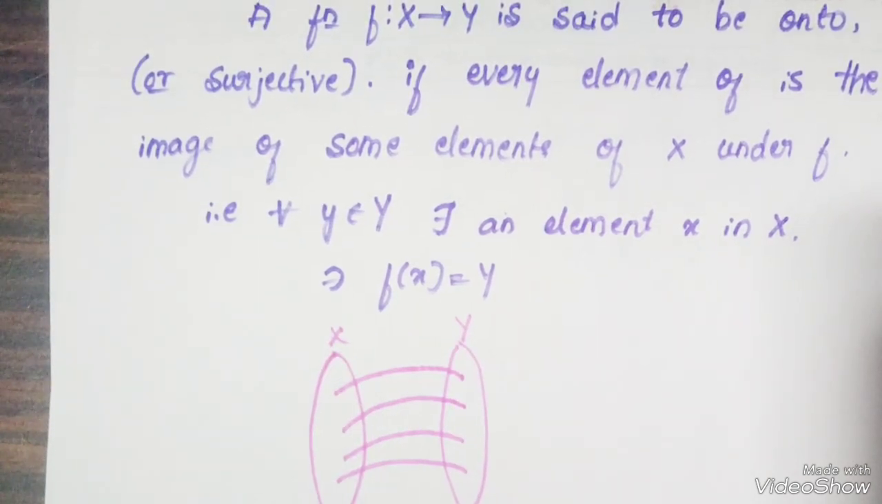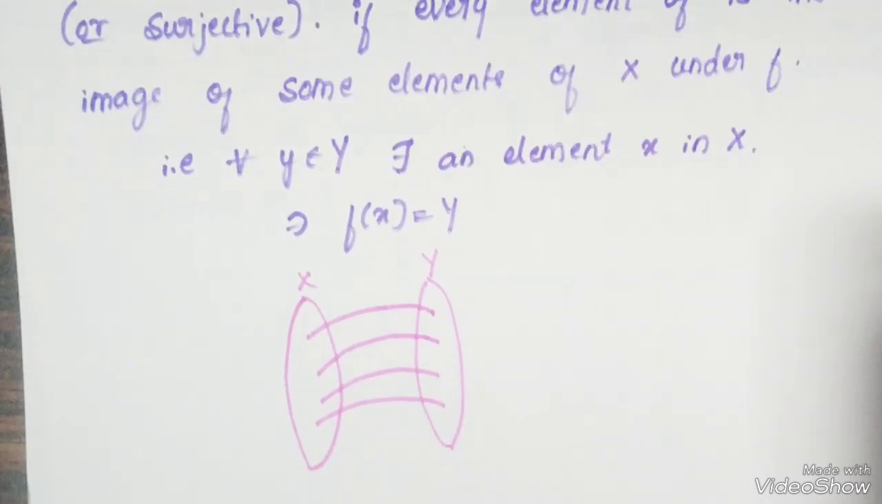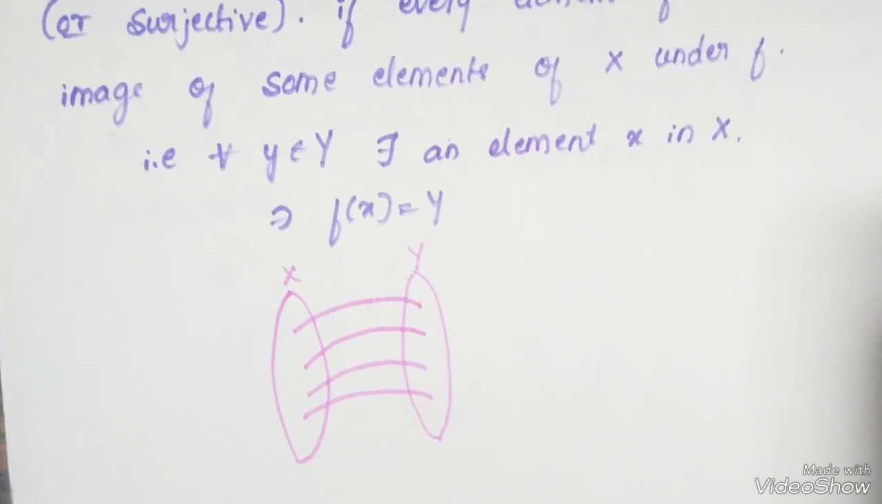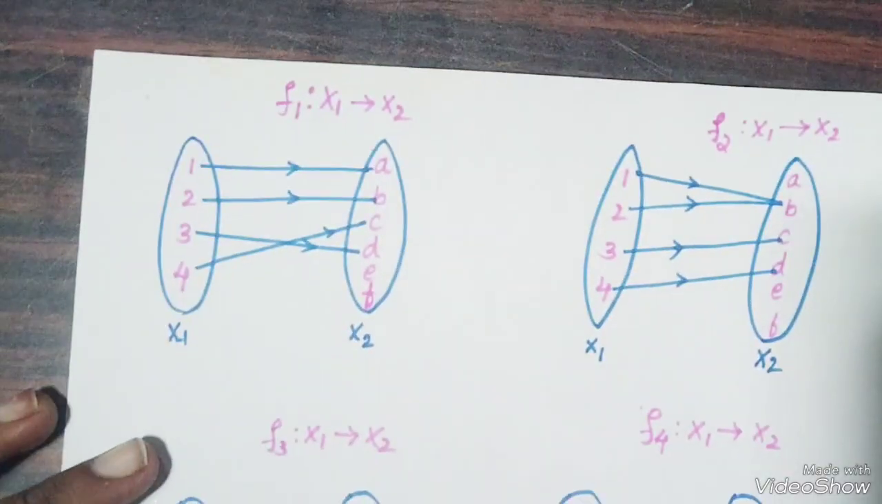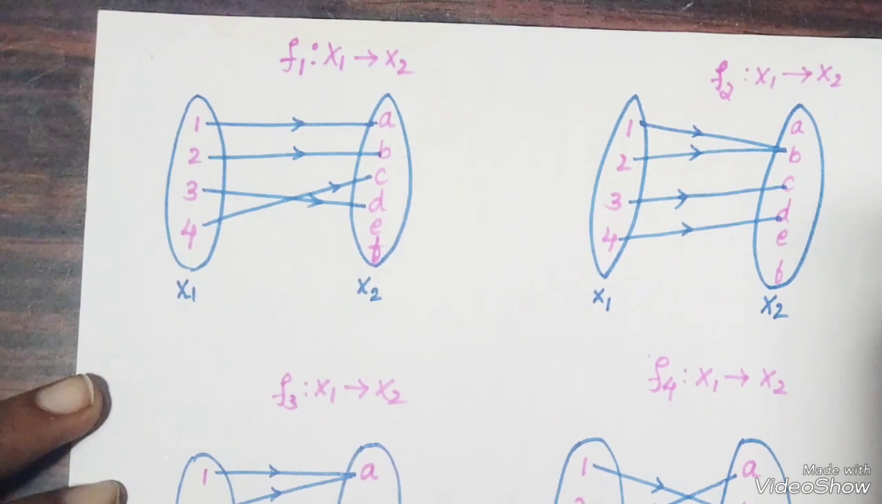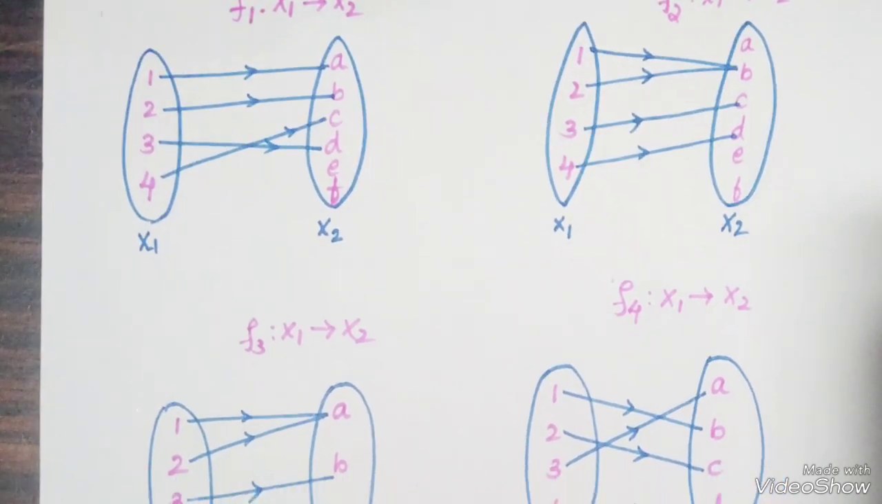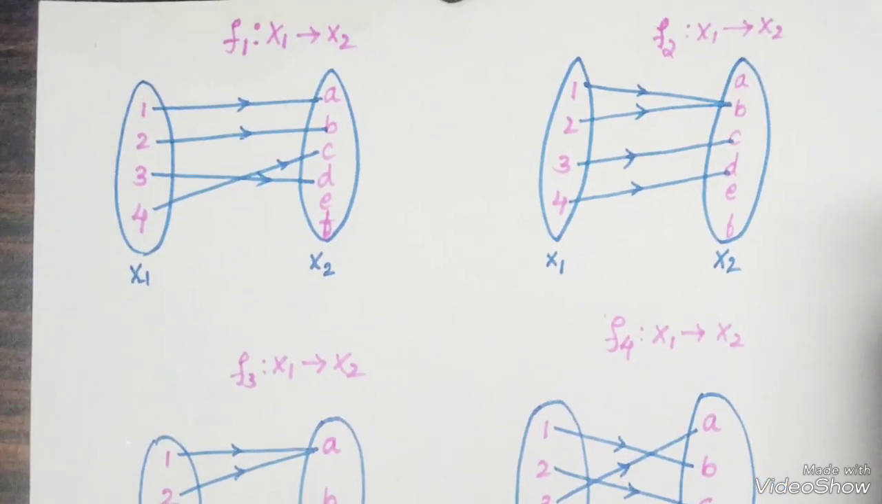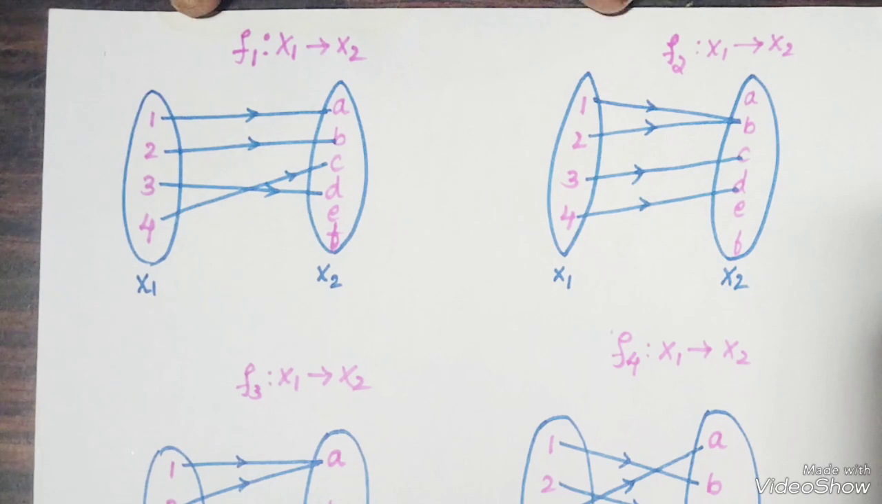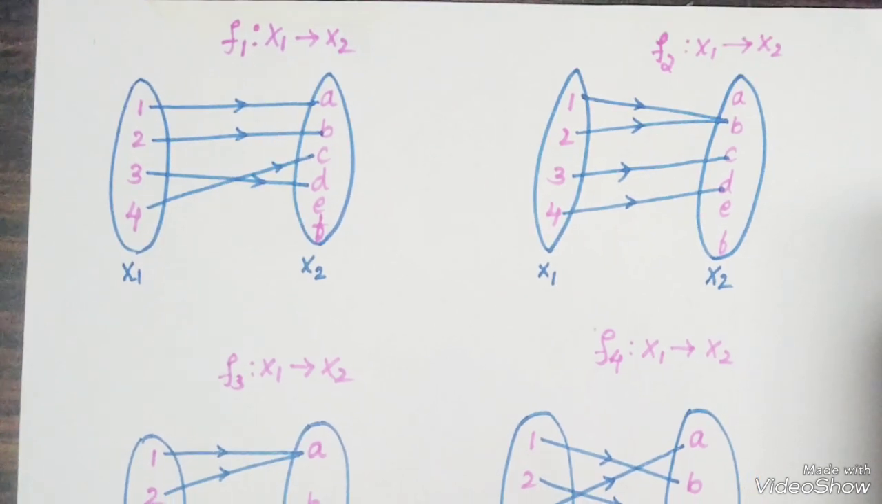Okay, now we will consider the one-one function, onto function and many-one function from this. Now here consider 4 types of functions. These are in your book. These are examples I have taken from your textbook.